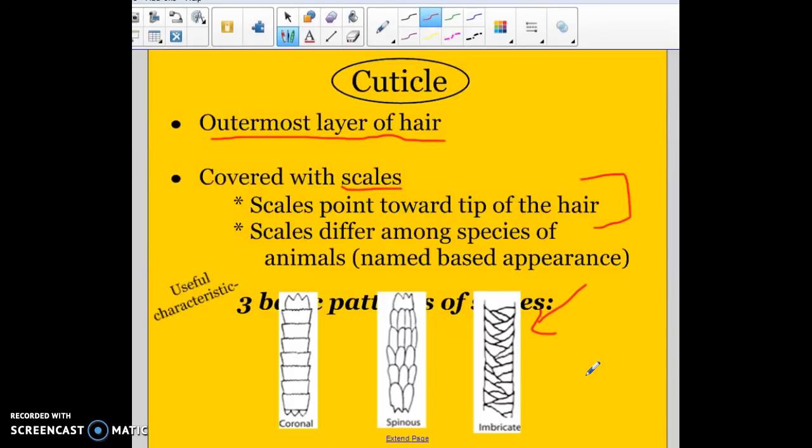So if you find a hair at a crime scene and it's got an imbricate pattern, you can investigate it further to see if it's human. If you find one that is spinous or coronal, you know that it's for sure some type of animal hair.